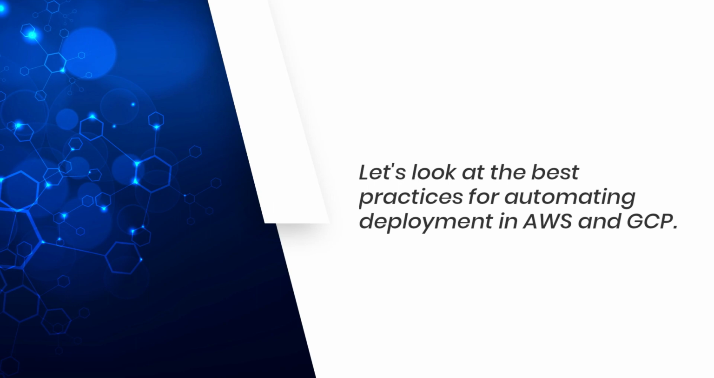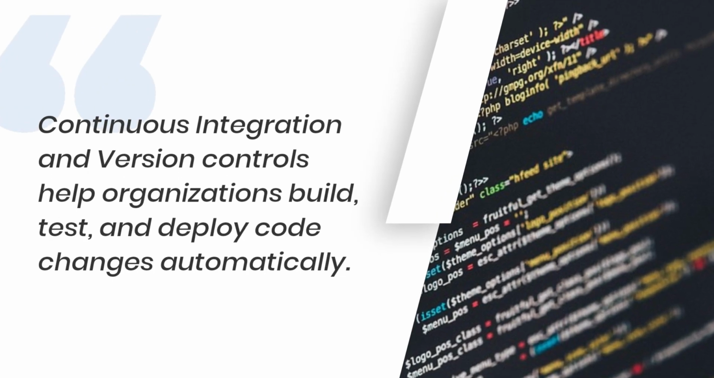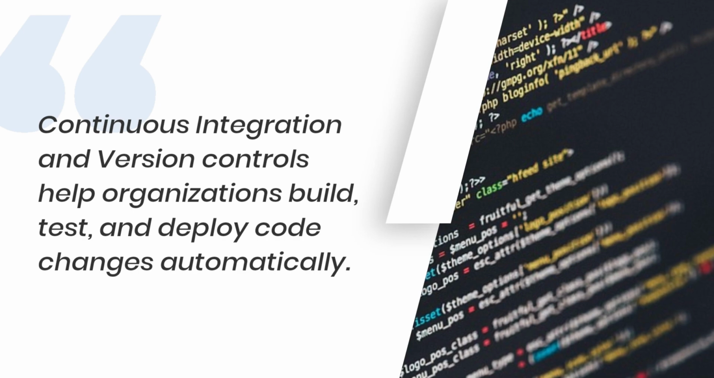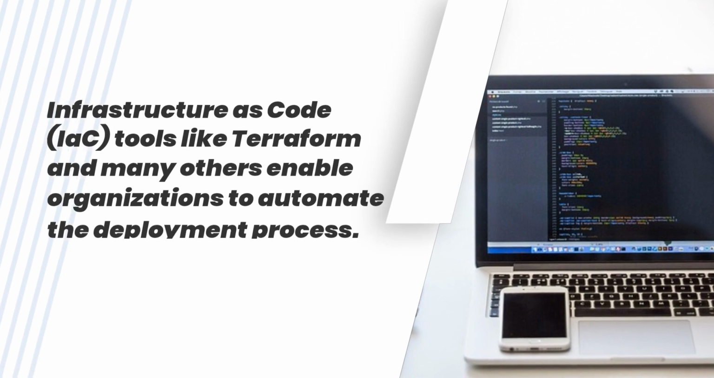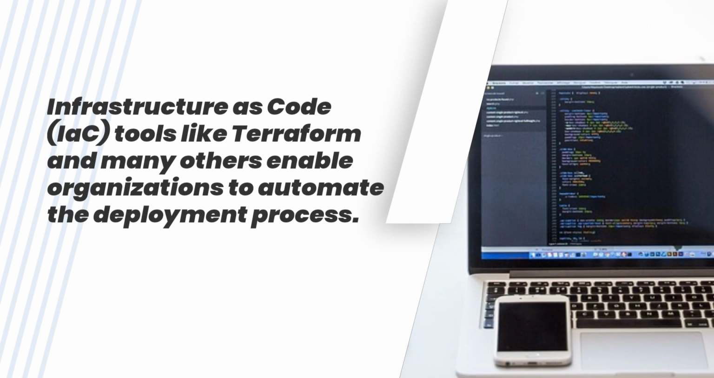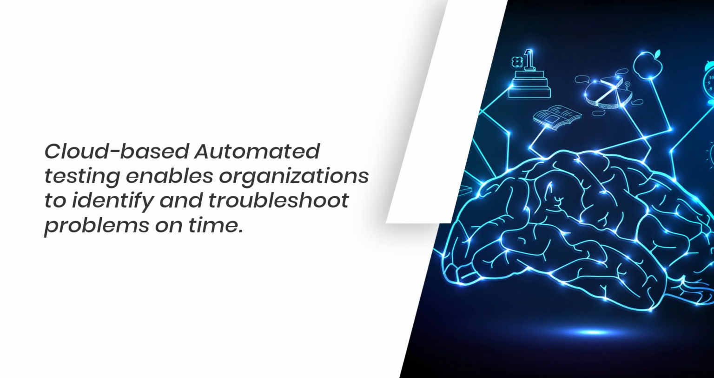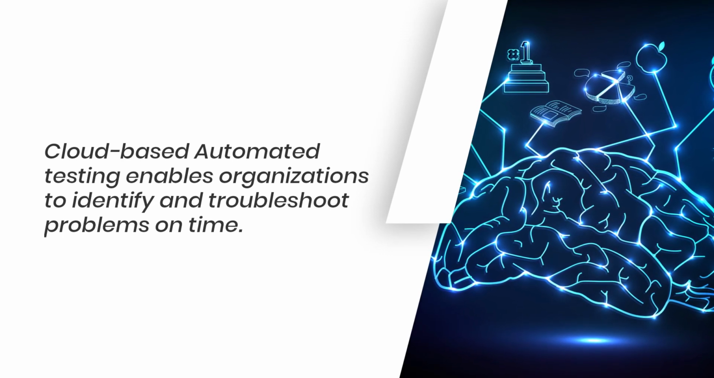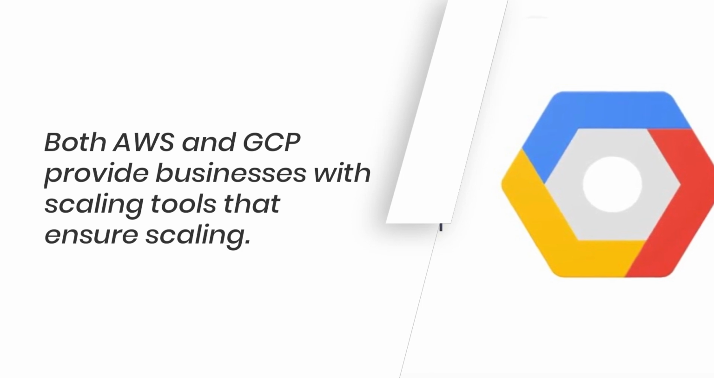Let's look at the best practices for automating deployment in AWS and GCP. Continuous integration and version control help organizations build, test, and deploy code changes automatically. Infrastructure as code, IaC, tools like Terraform and many others enable organizations to automate the deployment process. Cloud-based automated testing enables organizations to identify and troubleshoot problems on time. Both AWS and GCP provide businesses with scaling tools that ensure scaling.